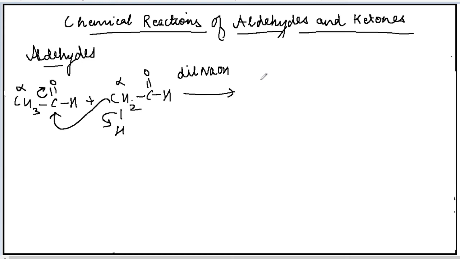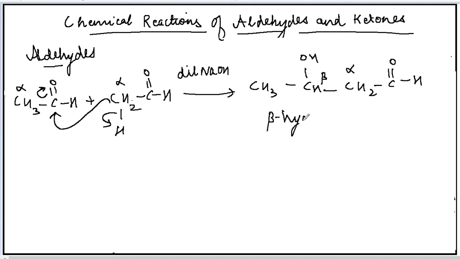Just see how the reaction will take place here. This is the alpha carbon, this is the beta carbon consisting of the hydroxyl group. So the name will be beta hydroxy aldehyde, also called aldol. Okay. Now what will happen?